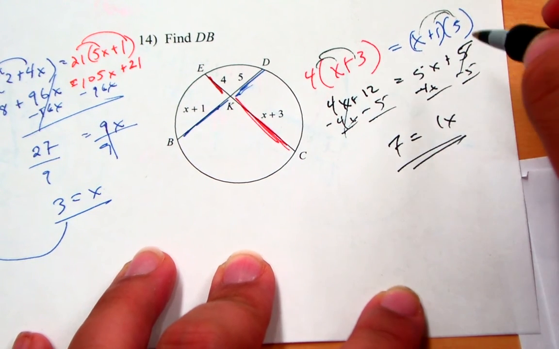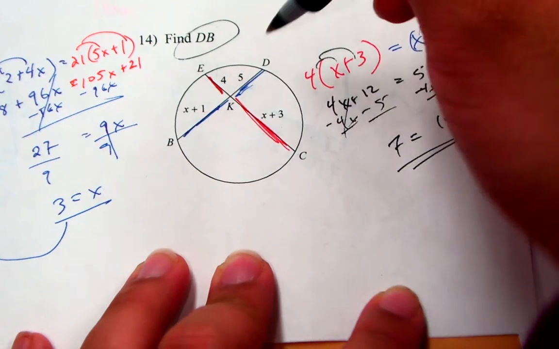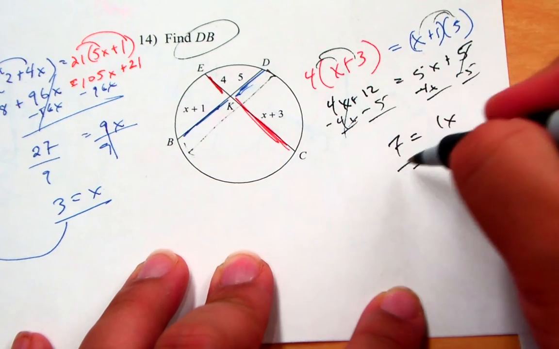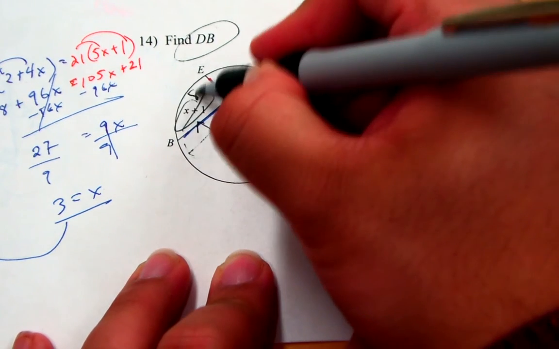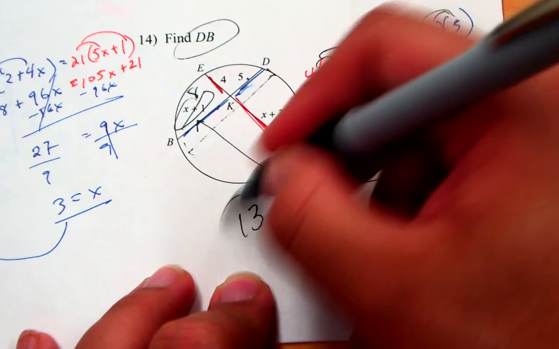So don't want to stop here. You've got to find dB. dB is this entire length. Part of it's 5. x is 7, so this whole length is 8. 5 plus 8 famously is lucky number 13.